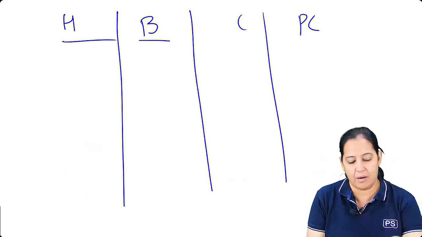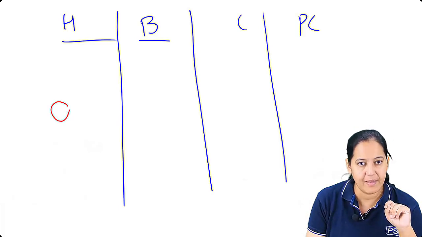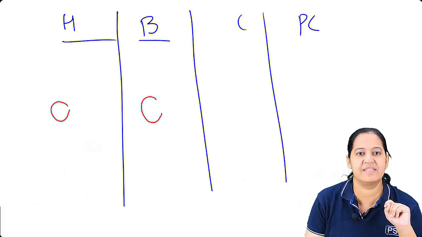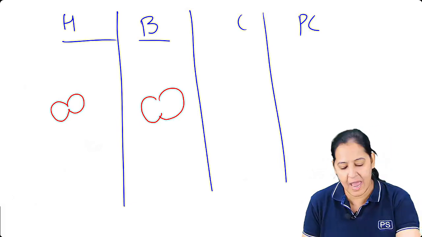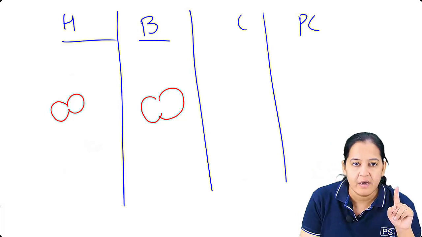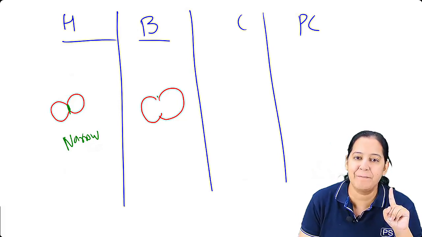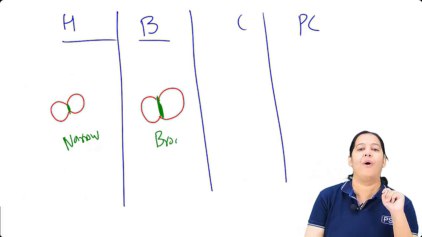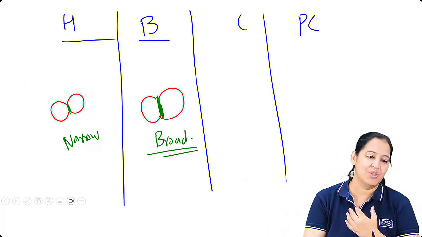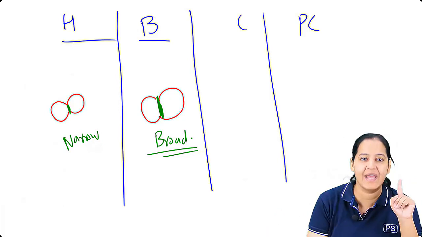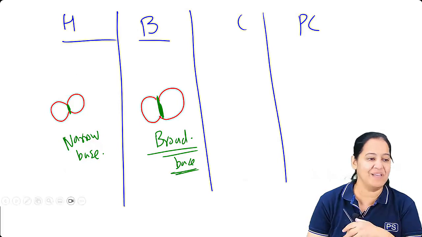Histoplasma and blasto, both of them are similar. This is also budding. But see, I'm drawing the two buds. This is a bud here and this is a bud here. Appreciate the base here, it's narrow. And appreciate the base here, it's broad. That is the only difference between histo and blasto: narrow base budding and broad base budding.